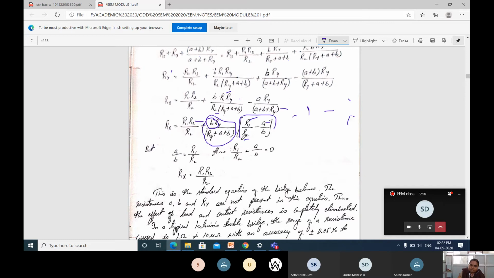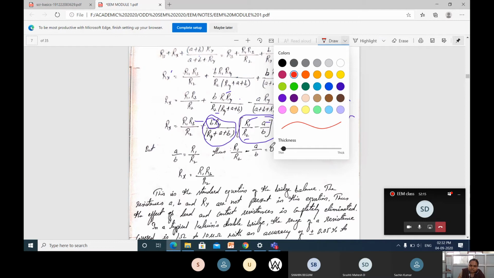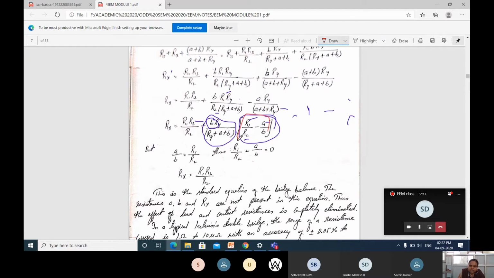This whole part is taken as 0. So what will be left here? Rx is equal to what? R1 R3 divided by R2. This is the standard balanced equation for a Kelvin's double bridge.